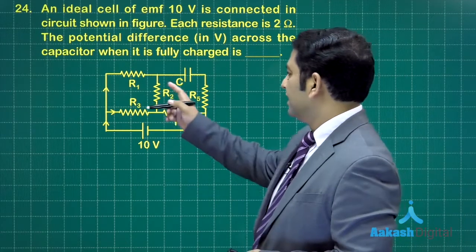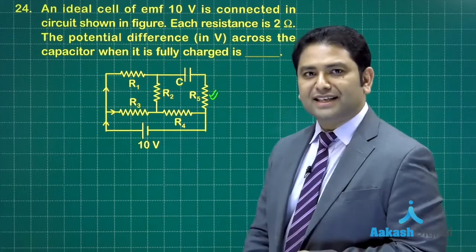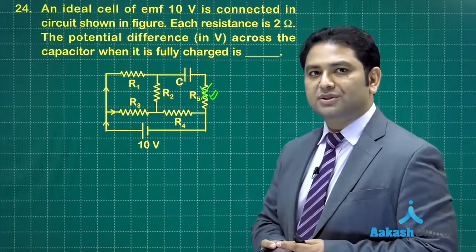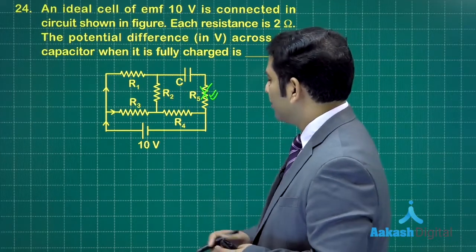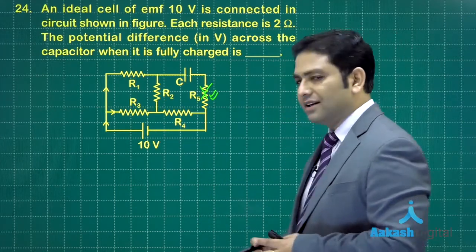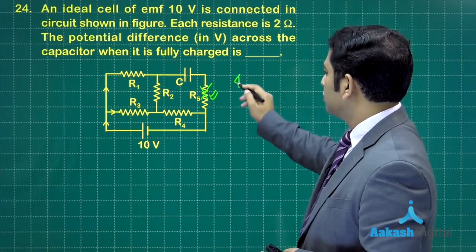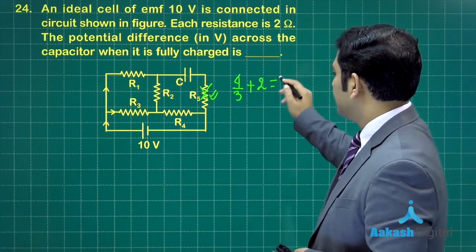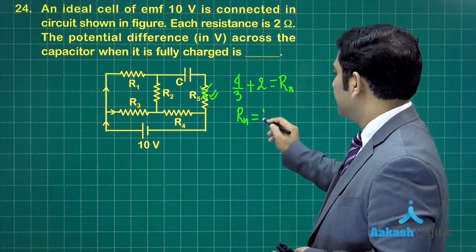That means this resistor will be out of the picture when it comes to steady state. Since this is in series with the capacitor, no current goes there. Now, this is 2, 2, that will be 4, okay? And 4 and 2 are in parallel, so that's 8 by 6 in series with 2. So the total resistance, 8 by 6 is 4 by 3, and 2. That will be the value of R net, and R net is going to be 10 by 3.